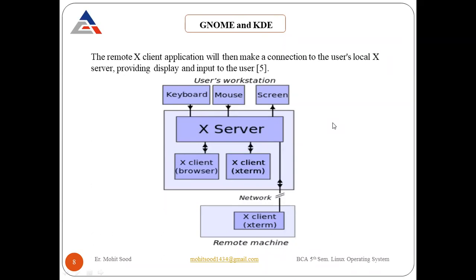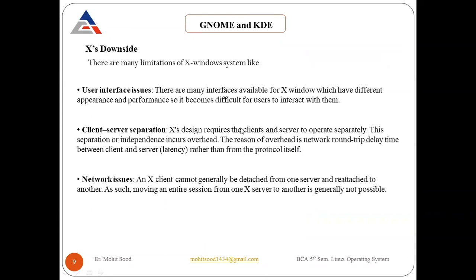So here is the diagram of a remote machine where the X client is connected to the X server through keyboard, mouse, and screen. These are the user workstation, where the remote X client application will then make a connection to the user's local X server, providing display and input to the user. So this is the basic diagram of a remote machine. Now, the downsides of X: there are many limitations of the X Windows system, like user interface issues, client-server separation, and network issues.